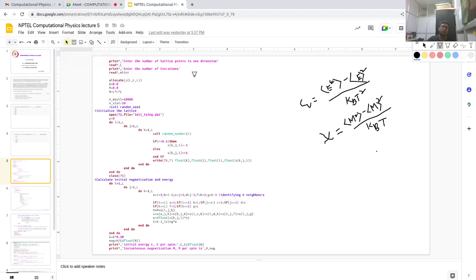Did you recognize these formulas? Yeah, okay, fine. So I assigned those values initially to be 0.